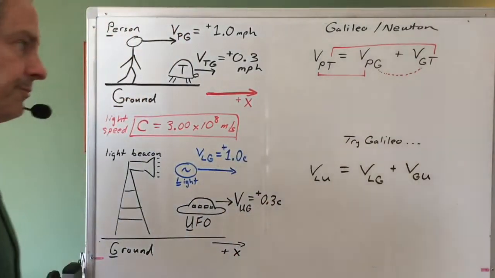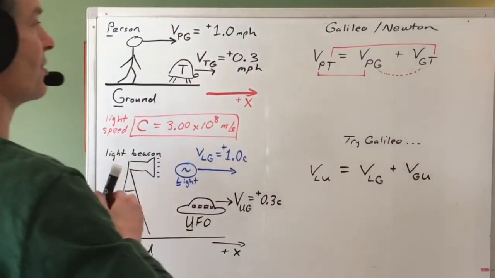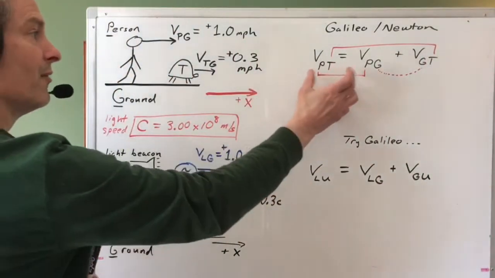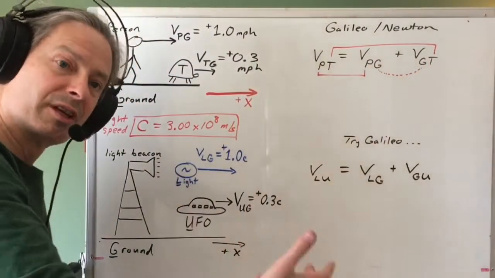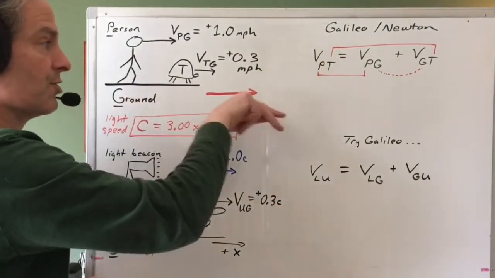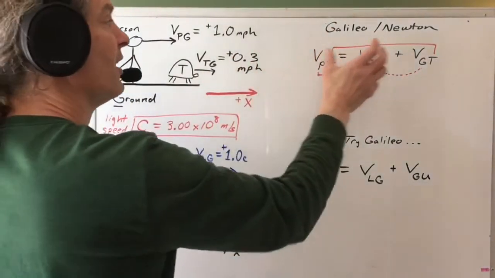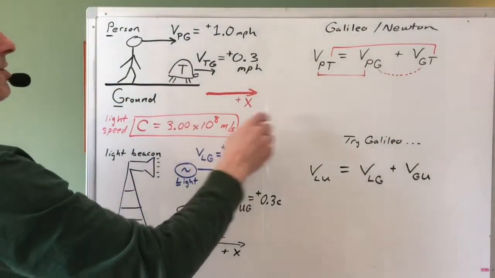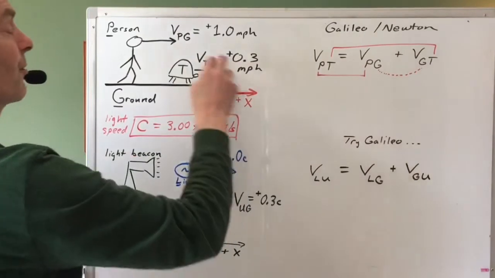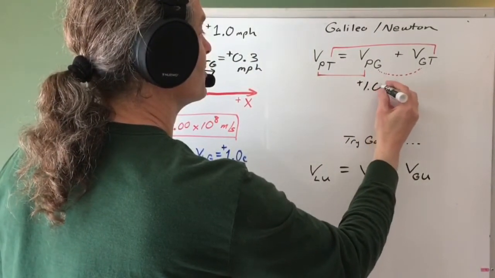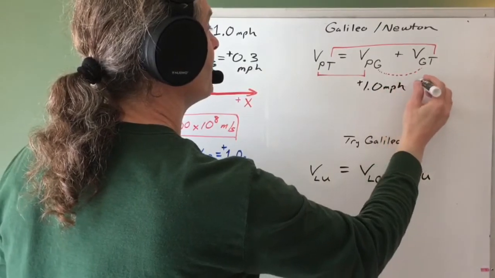Okay, so for the velocity of the person relative to the ground. And again, these are x components, right? I've left off the x component notation so that we don't have subscript overload. But when you're applying this formula, you always have to choose a coordinate system, and choose signs of your components in the context of that coordinate system. So the velocity of the person relative to the ground is positive 1.0 miles per hour.